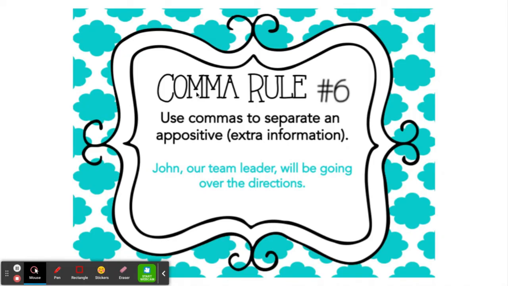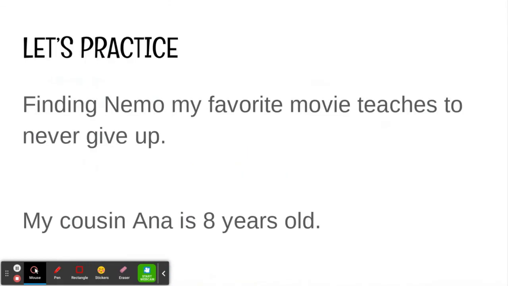For example, John, our team leader, will be going over the directions. Of course, our sentence makes sense if we just have John will be going over the directions. But who is John? It is explaining here in this extra information. He is our team leader, and it goes in between commas. Let's put it in practice.